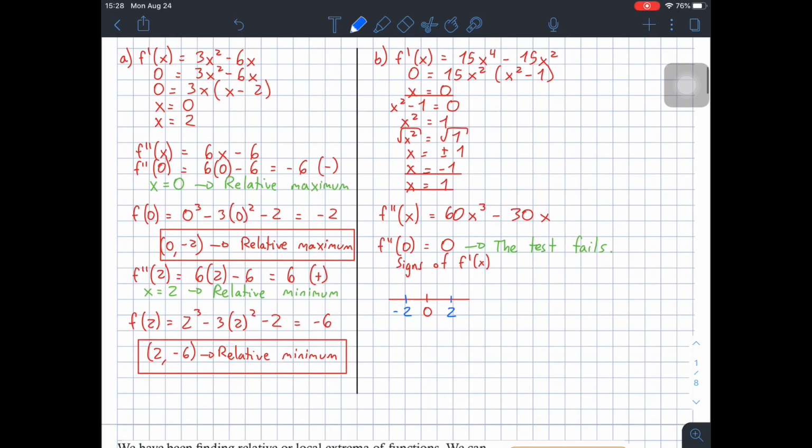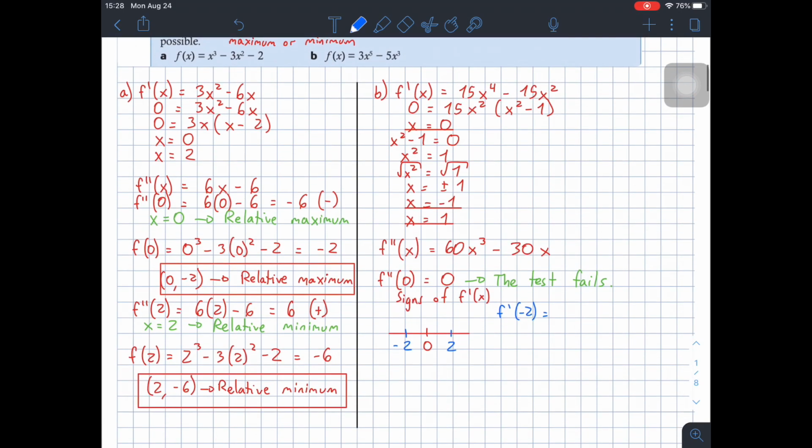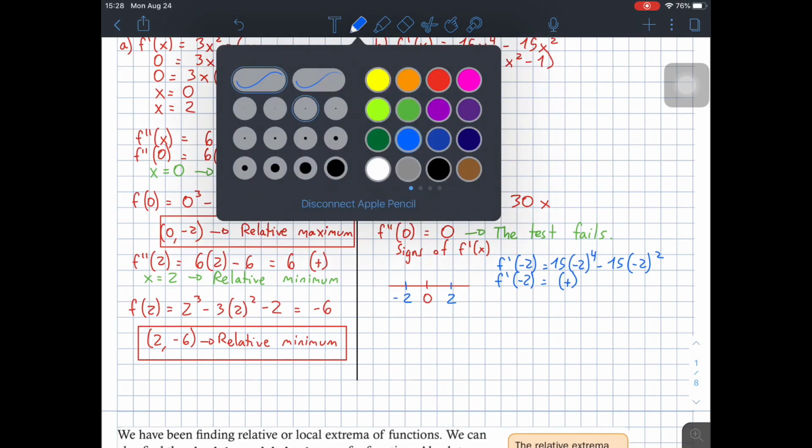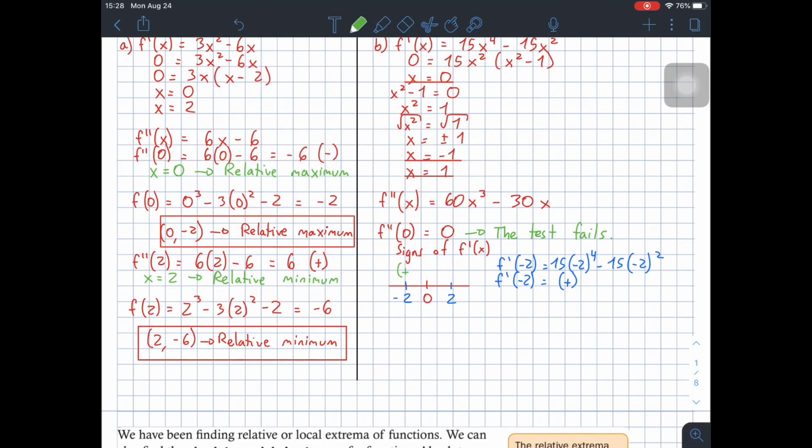So if we find f prime of -2, we're going to find this is 15 times -2 to the fourth minus 15 times -2 squared. If we calculate this, you're going to see that this is positive, this is also positive, and this number is greater than this, so we're getting a positive value. We don't care much about the value itself, but rather its sign. So here it is positive.